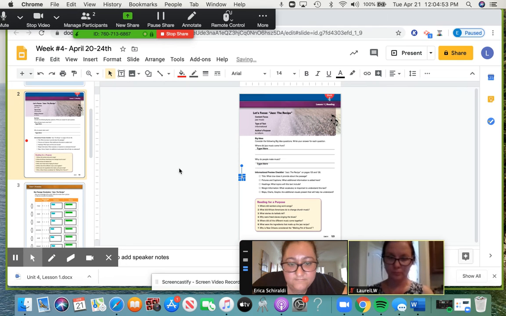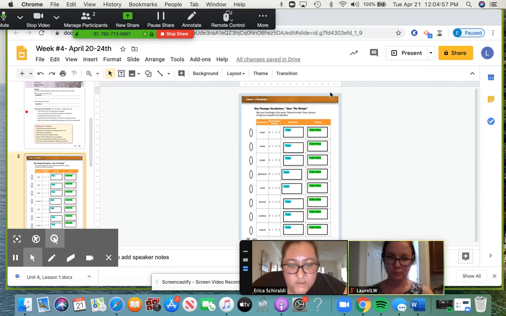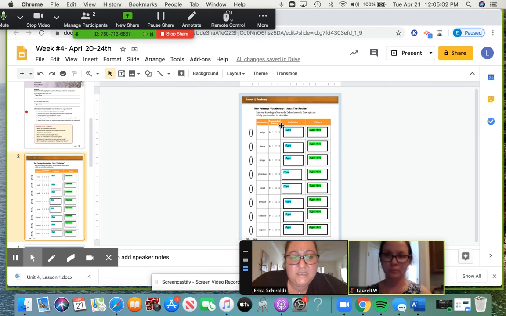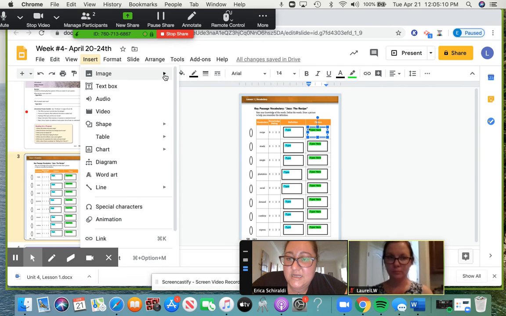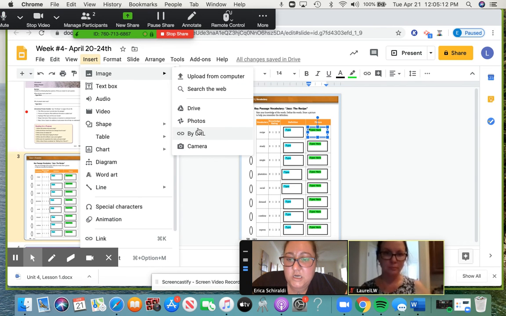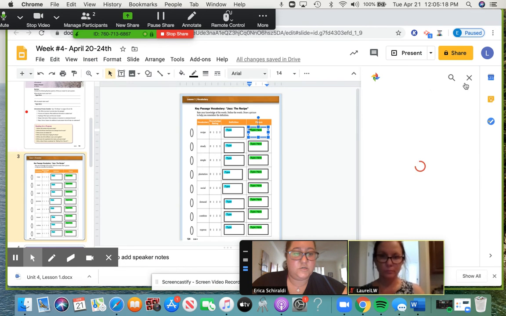Now here, on this slide, you're going to rate your knowledge of the words, and you're going to define the words. Tell us what it means. Then here you can draw a picture to help you remember the definition, or you can insert a picture from Google. If you click on Insert, Image, and then go to Photos, and then from there you can search in Google Drive.